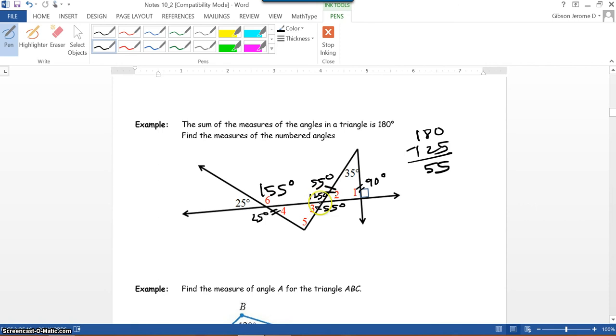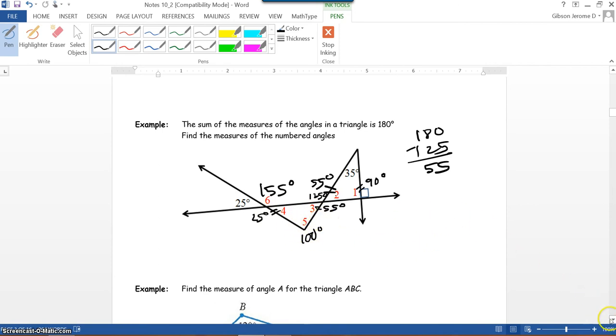Because angle 3 and this blank angle form a straight angle as well. So that must equal 180. So now we have angle 4, which is 25, angle 3, which is 55. So that's a total of 80. So angle 5 must be 100. And these are all the angles for this triangle.